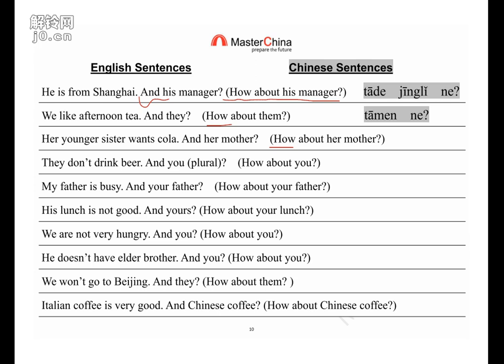So here, he is from Shanghai, so it's very easy. 他是上海人 and 他的经理呢? So this is the second target. His manager, 他的经理, and put the 呢 at the end. Second, I like afternoon tea and they. So how about them? Then, 我们喜欢下午茶。他们呢? Different second target. So target 1 and target 2. Okay, so some minutes to finish all the rest.